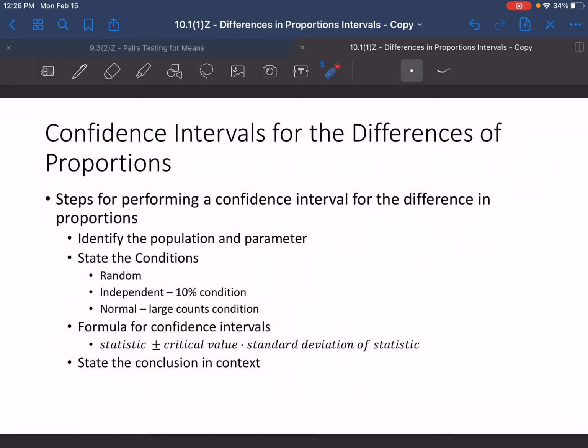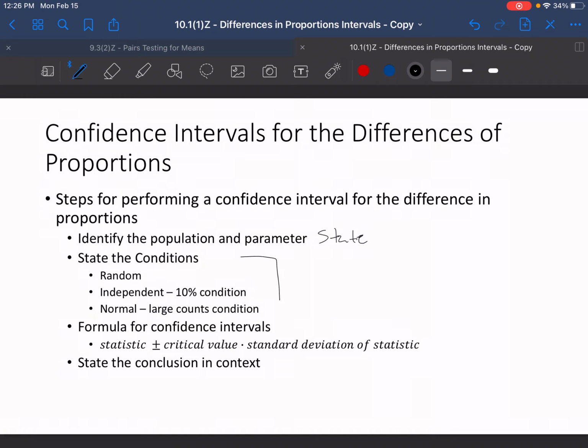Now, we want to find confidence intervals for this information. We need to perform our 4-step process for finding those confidence intervals, basically how we've been doing this whole time. So again, we need to identify the population and the parameter.